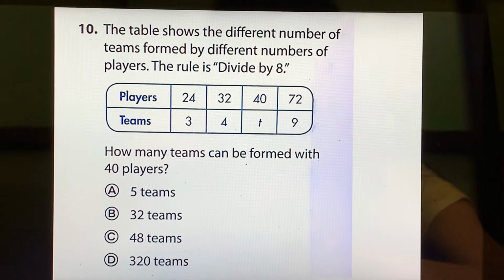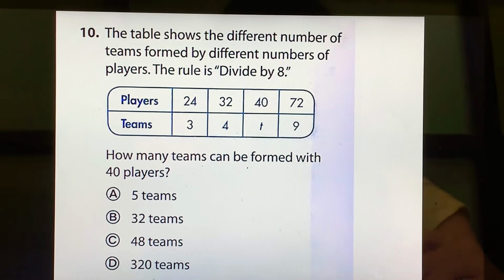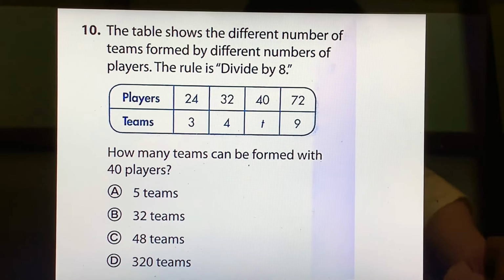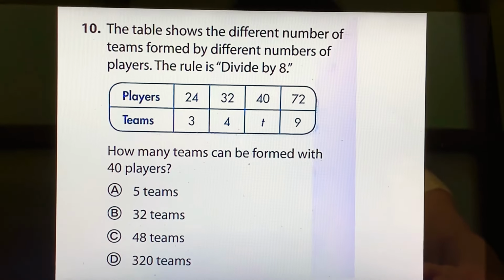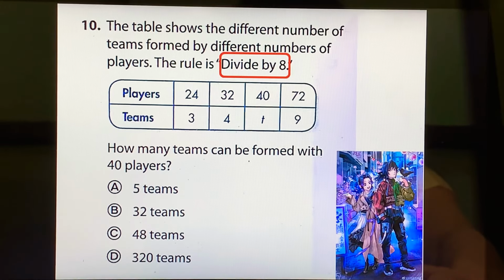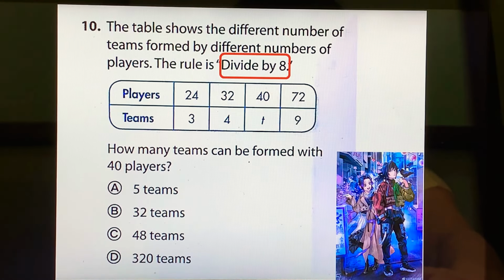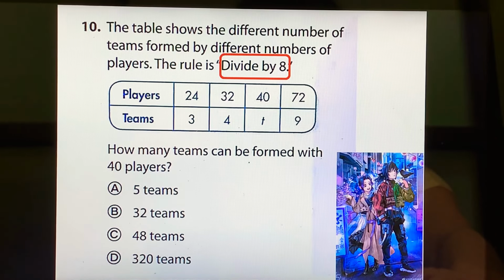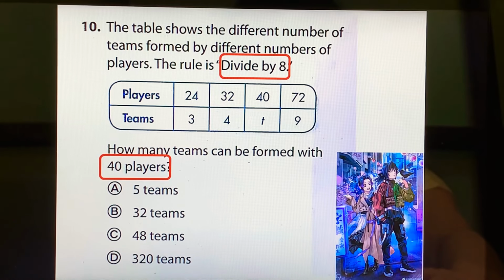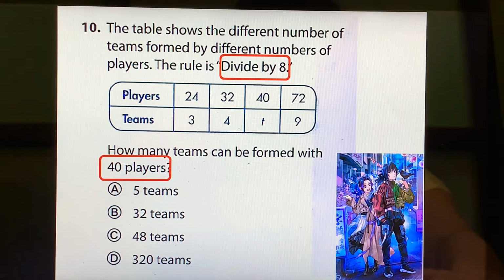The table shows the different number of teams formed by different number of players. The rule is divide by 8. How many teams can be formed with 40 players? Find the number of teams that 40 players can form. Let's move on.